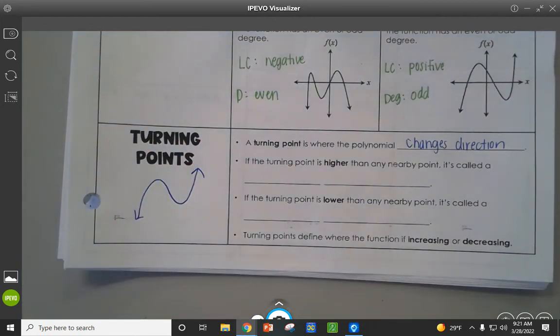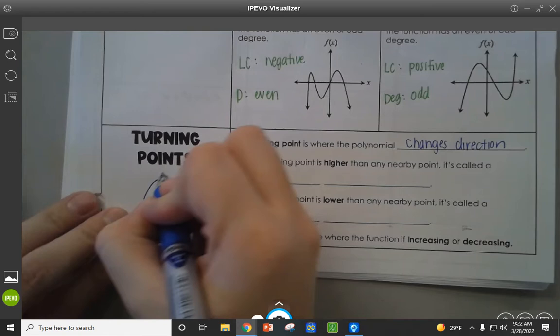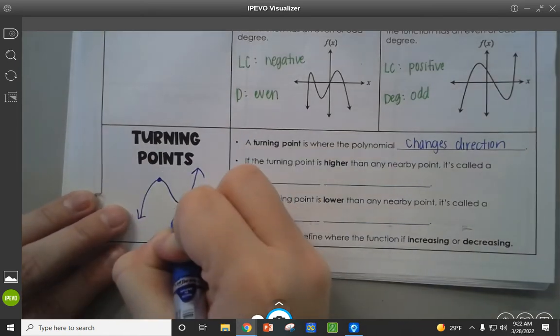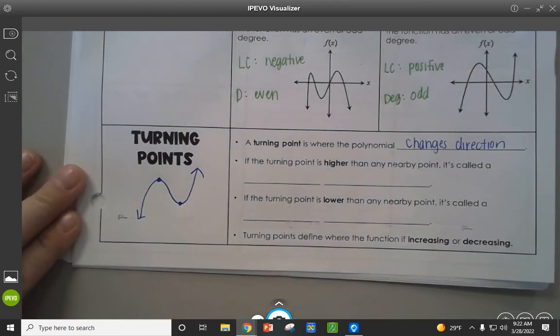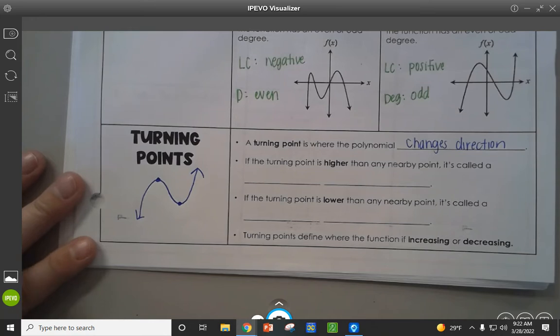So it goes from going uphill to downhill. So the very top, tip top, or downhill to uphill would be the very, very bottom. So we're looking at this point and this point. Those are turning points.